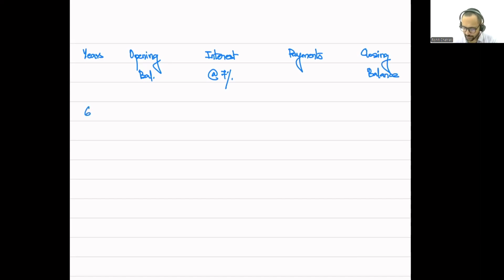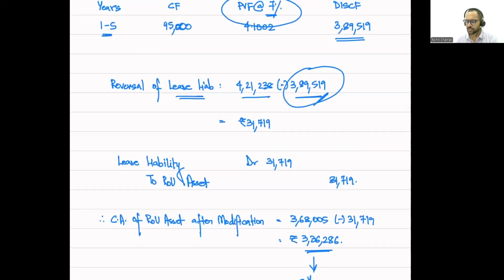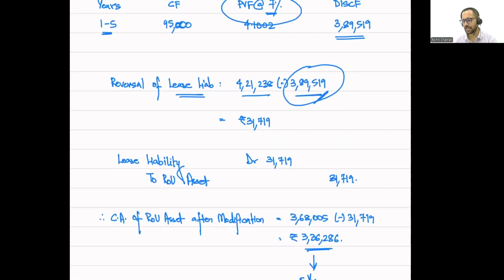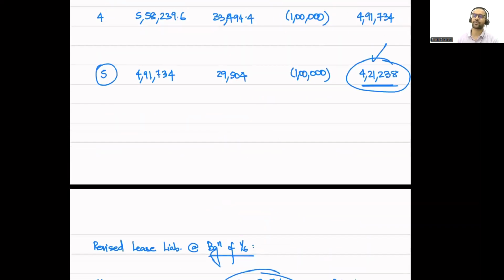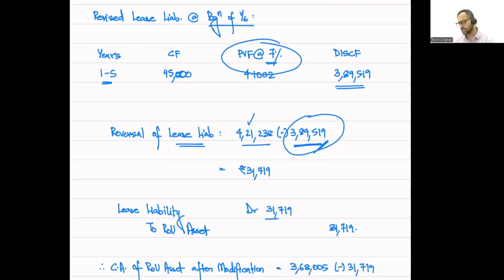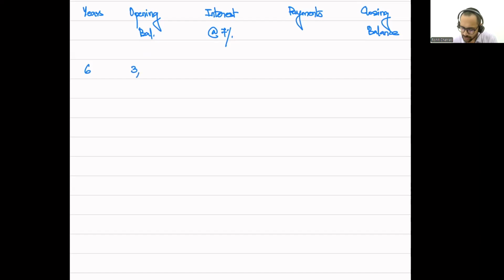Now, at the beginning of year six, we have made this modification, and after the modification, I would be having a balance in the books of accounts of 3,89,519. I had a balance of 4,21,238 at the end of year 5, but then I'm reversing out 31,719 of my liability. Therefore, the lease liability that I would have is 3,89,519.